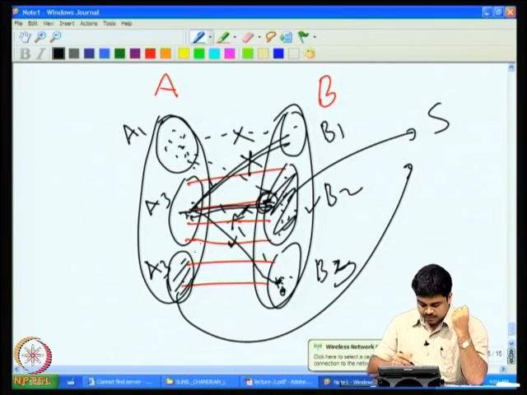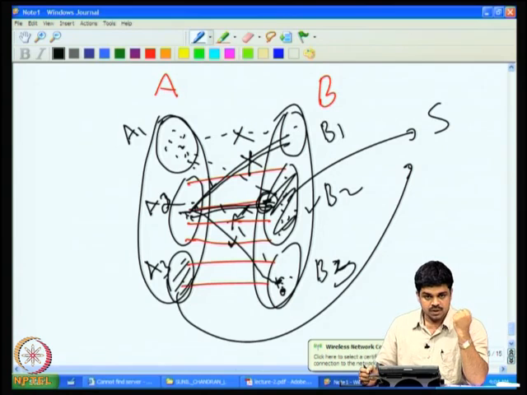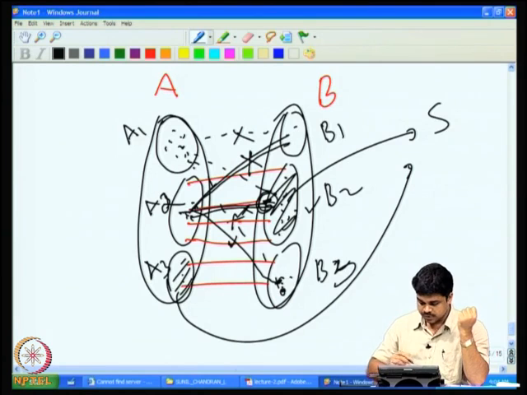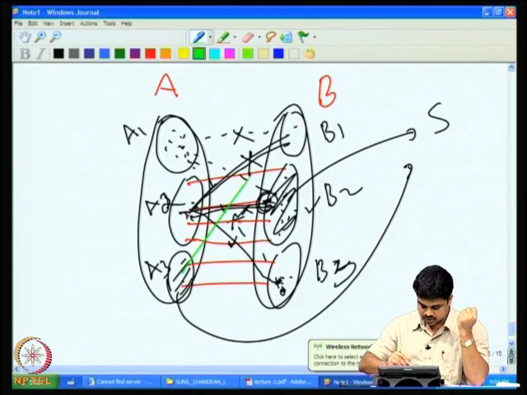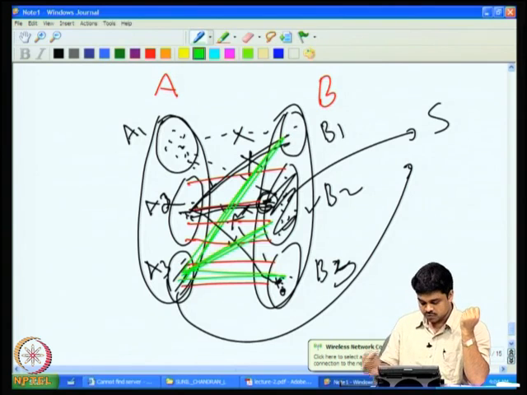Finally, we have to verify the edges between A2 and B3, and also this kind of edges, this kind of edges. So, are we covering all of them? Of course, all these edges are covered by A3, right? All these edges are covered by A3.